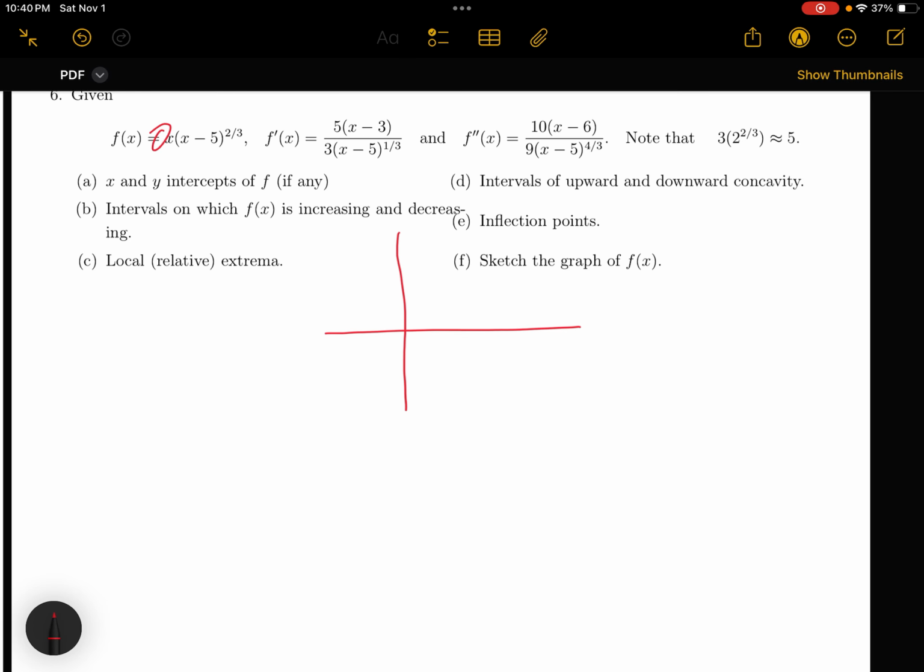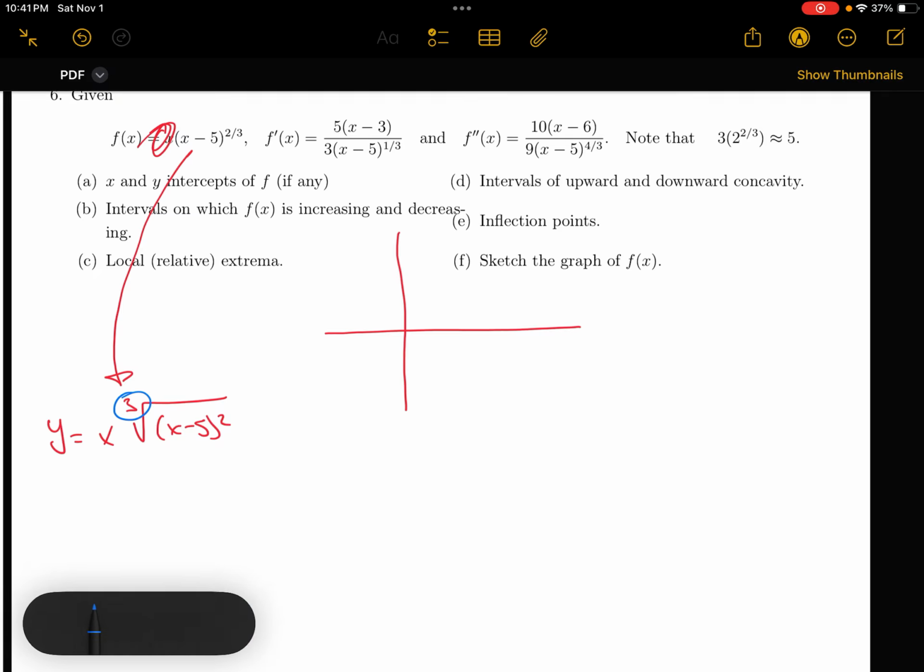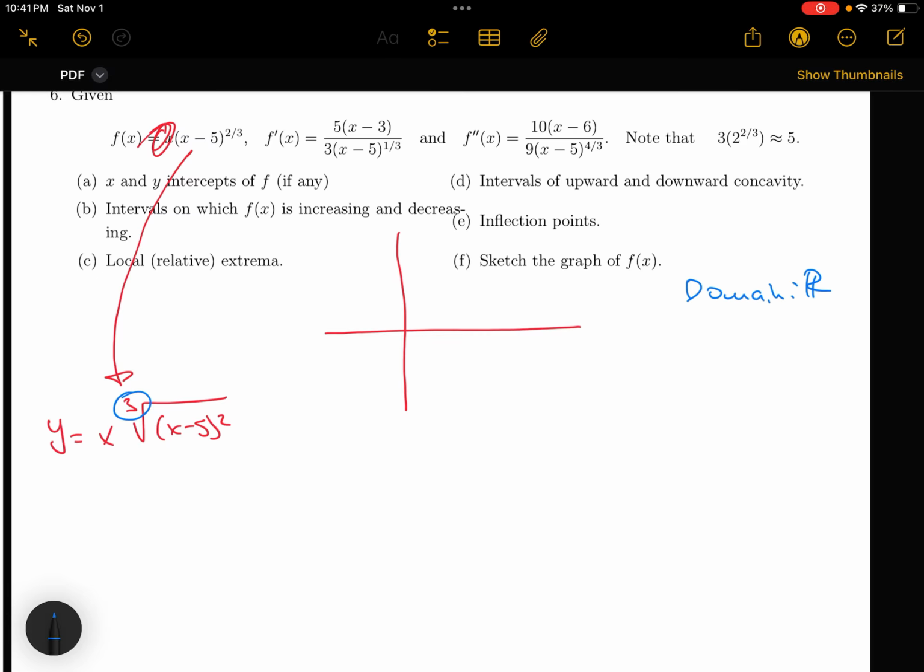Start with the domain. x is defined everywhere. Let me just show you this. y is equal to x times cubed root of x minus 5 squared. That's my function, right? And because of this cubed root, I can find cubed root of negative numbers and I can find cubed root of positive numbers. So that means the domain is going to be R. So this function is going to be defined everywhere.